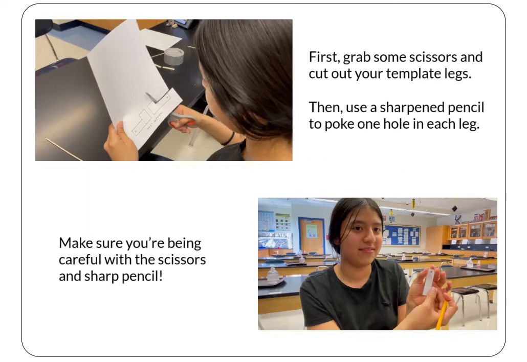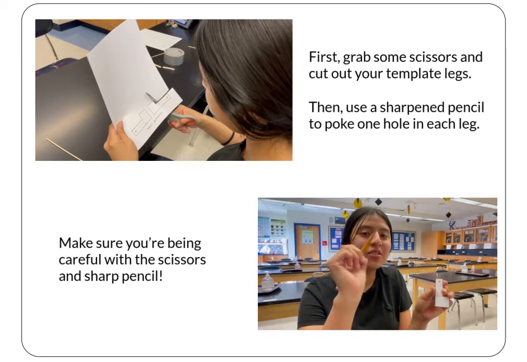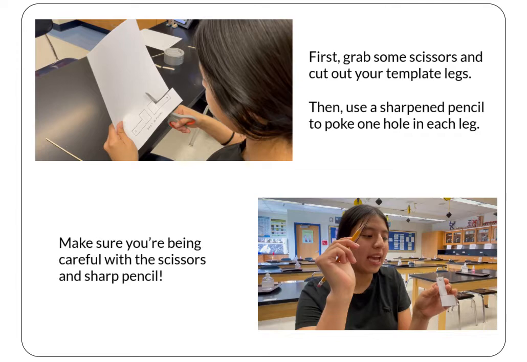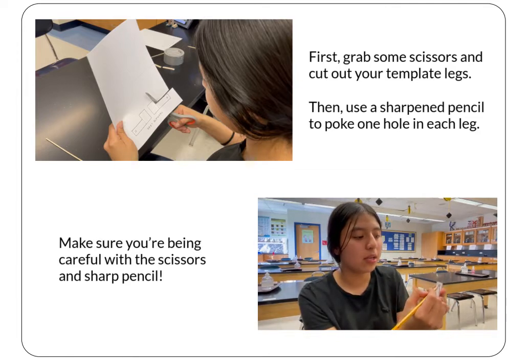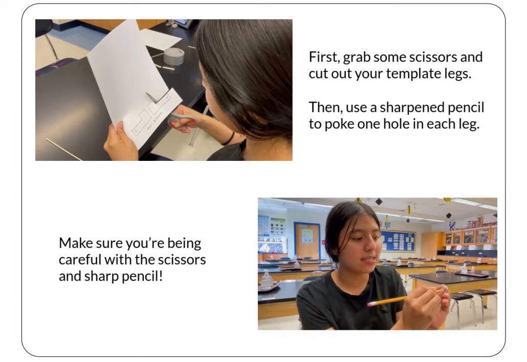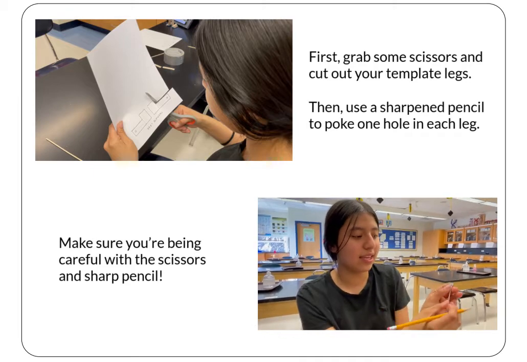The first thing you're going to do is grab a pair of scissors and the leg template that we provided you. Use the scissors to carefully cut out the pair of legs on the template. Next, you're going to use your sharpened pencil and you're going to punch a hole in the leg where it is drawn, just like this.